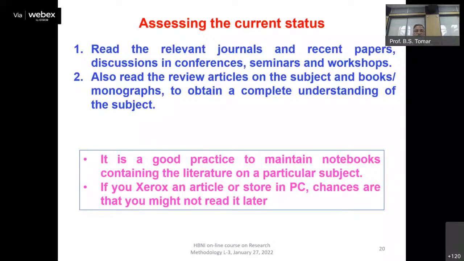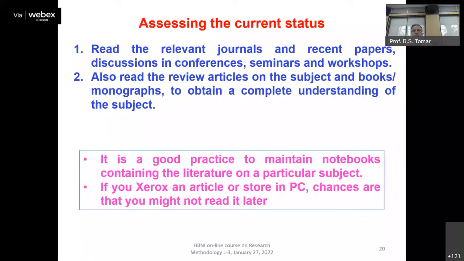So the best practice is, whenever you are doing the literature survey, you read it then and there. Similarly, when you download an article, first read it immediately, then download. When you are Xeroxing, read it and then Xerox it, so that you may Xerox it for referencing. But later on, when you have piles of Xerox papers, you may not be able to even trace this one.